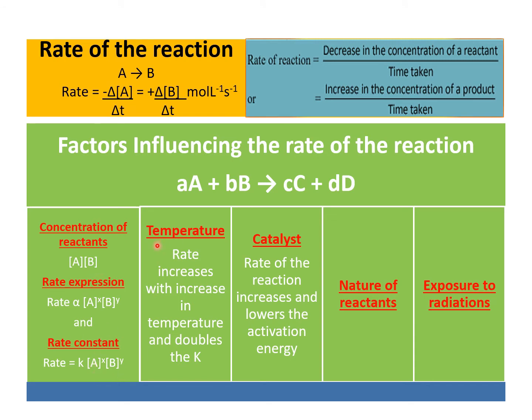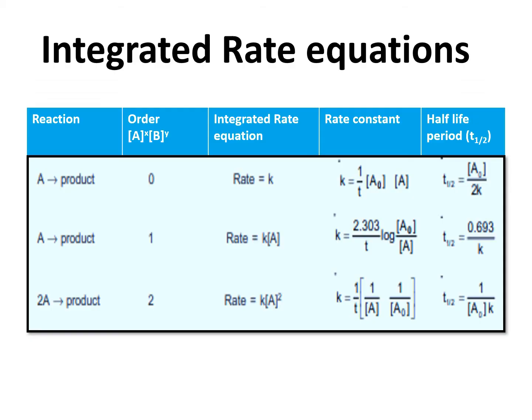The next factor which influences the rate of the reaction is temperature. First one is concentration, then temperature, catalyst, nature of the reactants, and exposure to radiation. These are the 5 important factors which influence the rate of the reactions. By increasing the temperature the rate will increase, and in the same way the catalyst also increases the rate of the reaction, but at the same time it lowers the activation energy. We are going to see about activation energy and temperature in the next slide. That's why I don't want to mention it over here.